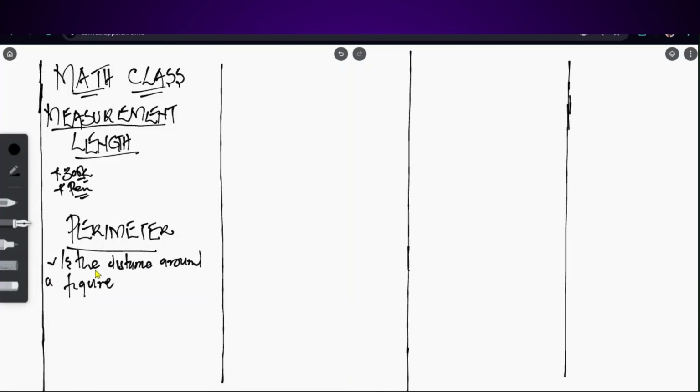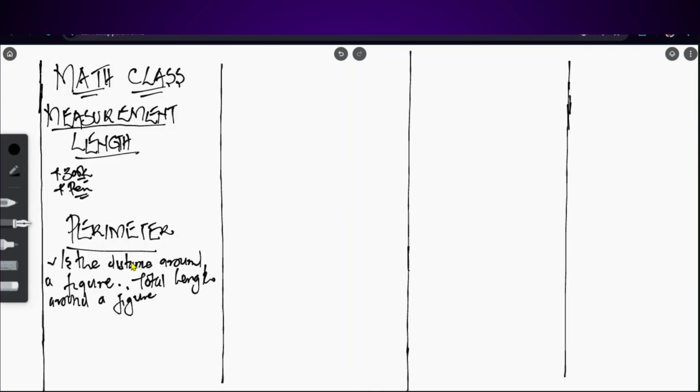Perimeter is simply the distance around a figure, or in other words, the total length around a figure. So anytime we talk about perimeter, it is simply the distance around a figure or the total length around a given figure. So you might have different types of figures, but perimeter remains the distance all around.